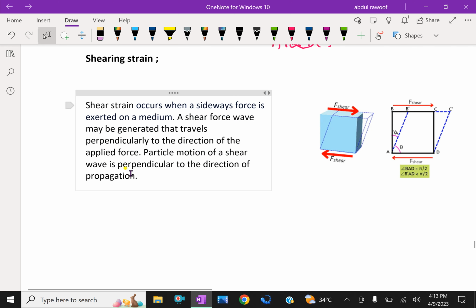Next, shear strain. Shear strain occurs when a sideways force is exerted on a medium. A shear force wave may be generated that travels perpendicular to the direction of the applied force. Particle motion of a shear wave is perpendicular to the direction of propagation. Now this shear force is on this side, and also in the opposite direction it acts. Now shear strain we will discuss further.